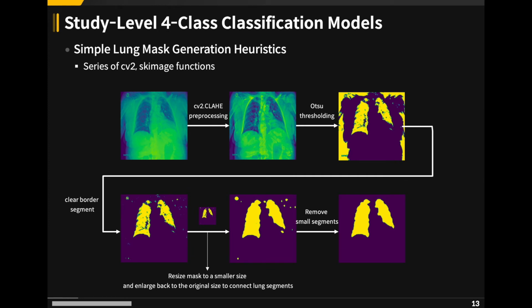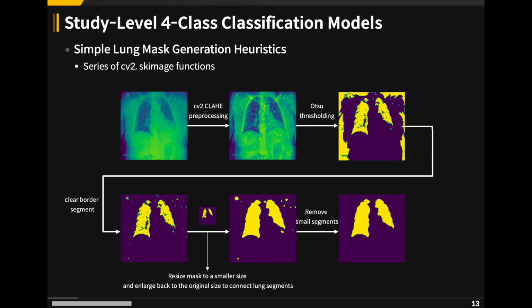This is done by a series of OpenCV functions and scikit-image functions. Firstly, we apply histogram equalization to get a cleaner result of thresholding. Thresholding is done with Otsu thresholding to segment the darker area of the chest radiograph. Then we get coarse lung masks and other segments, such as background area.